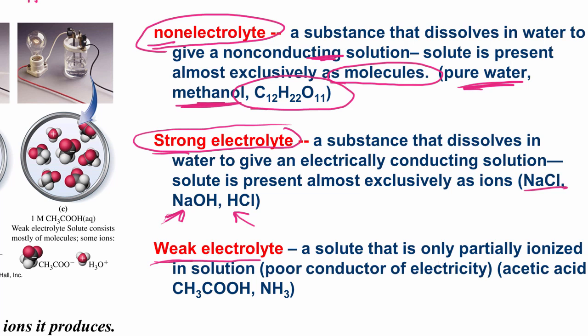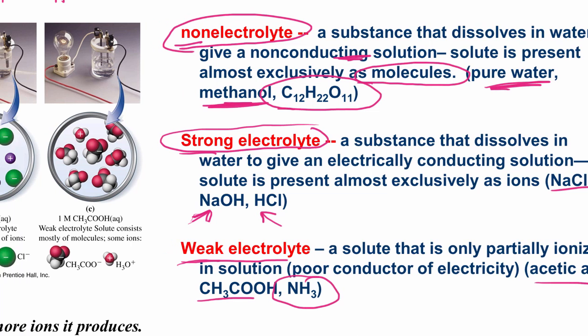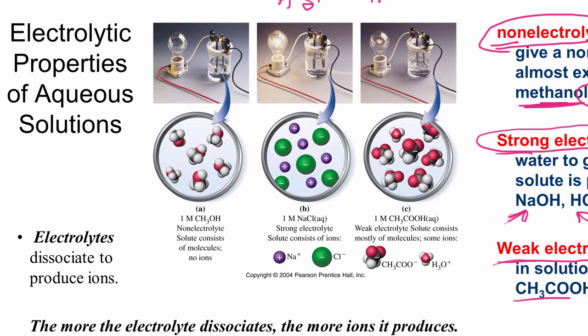In other words, they'll dissociate a little bit. They don't completely dissociate. So in solution, you'll have both molecules and some ions. These are poor conductors of electricity. Weak acids like acetic acid, here's the formula for that, are poor conductors of electricity. Ammonia, which is a weak base, is also a poor conductor of electricity.